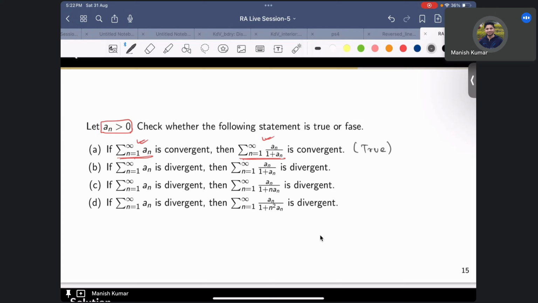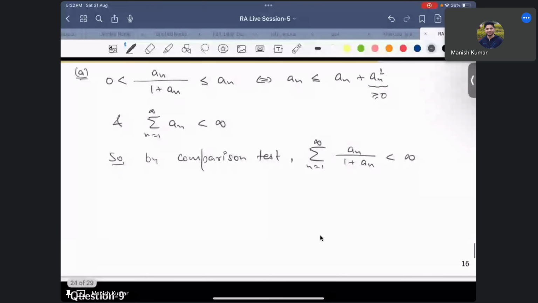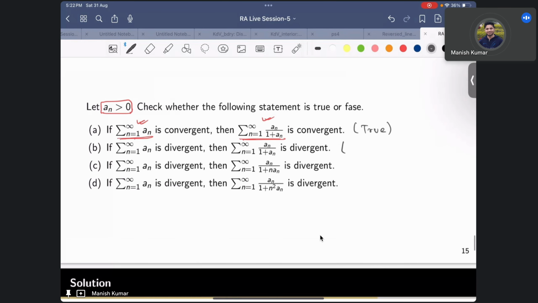So here in the first statement what we say is if the summation n is convergent, then this is convergent. The second statement is if summation n is divergent, then this is also divergent. Okay, now how to prove that one? So again I am saying my claim is that this is a true statement. Okay, now let us see how we can prove it.